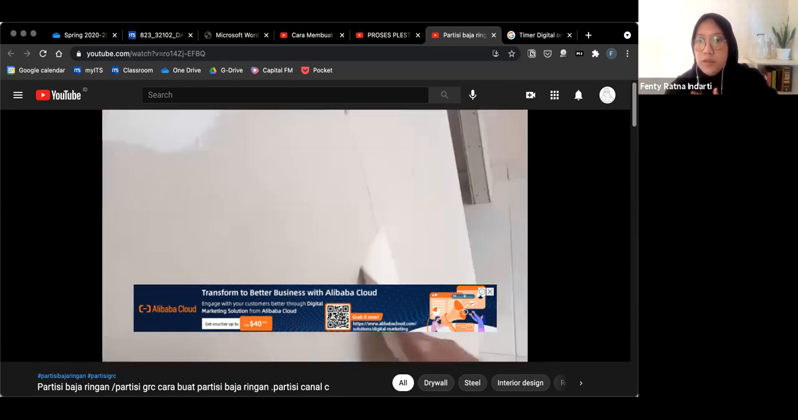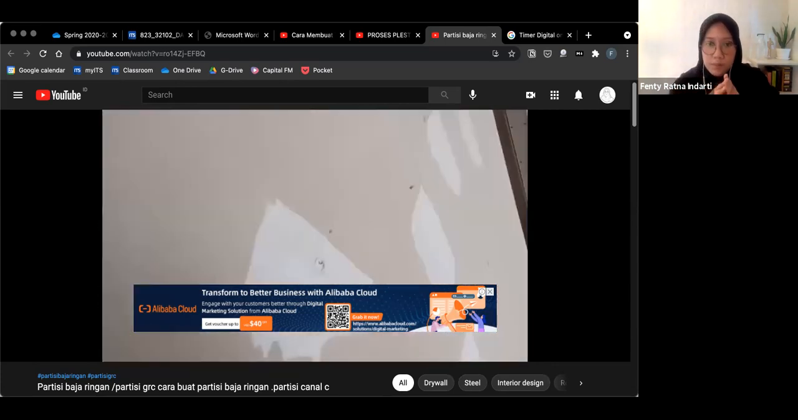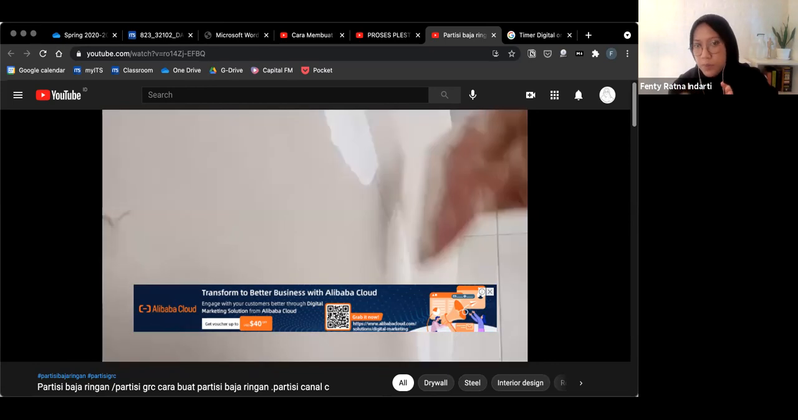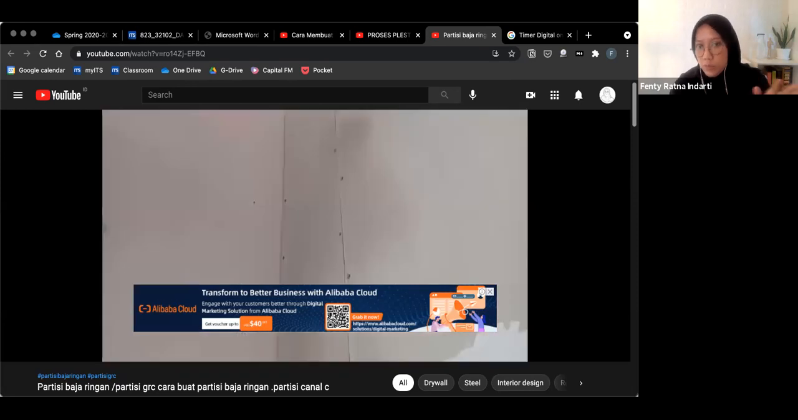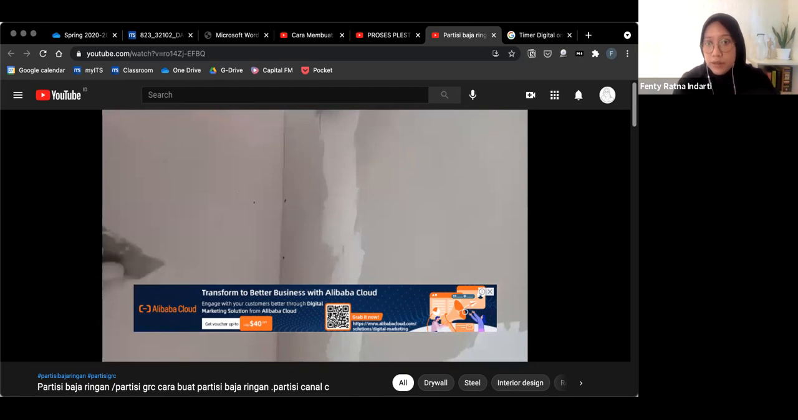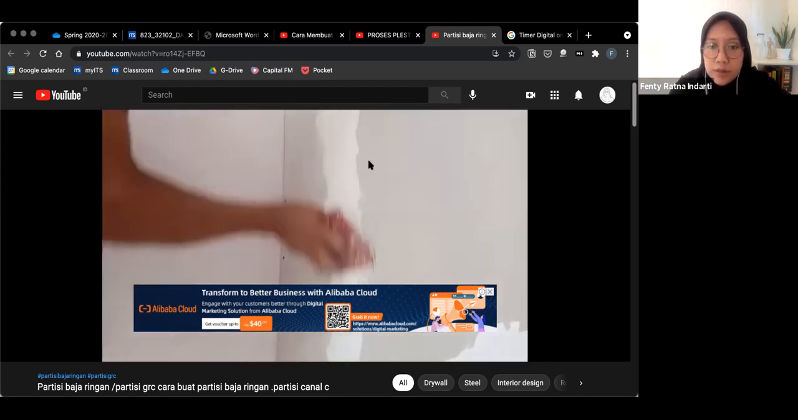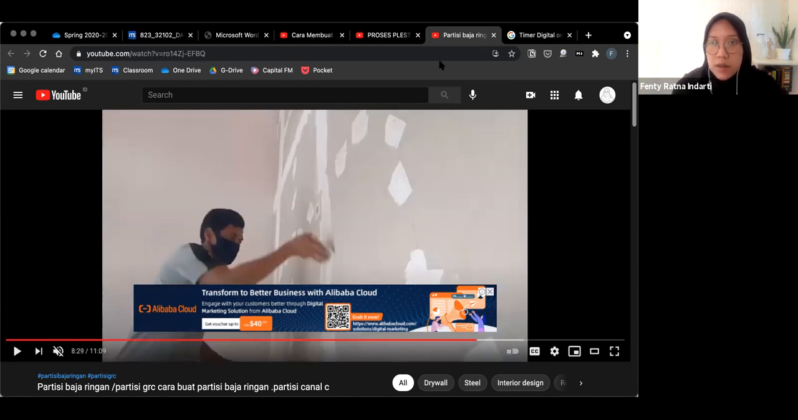And see, he tried to close the gap between one board and another board, so that when you paint it, everything looks really smooth, and it doesn't look like something that is attached to each other. So this is what it looks like. You can check it after that.